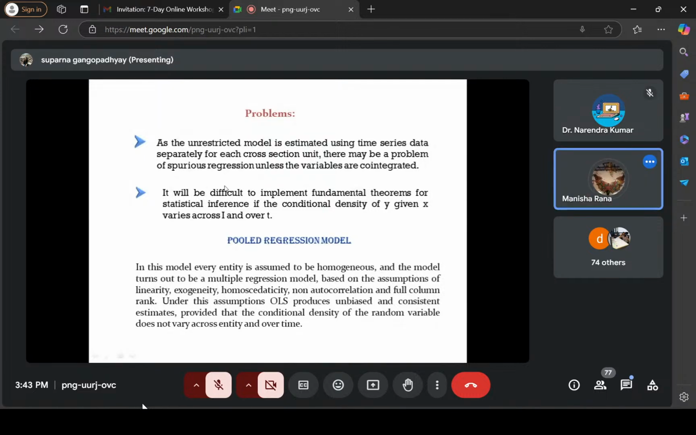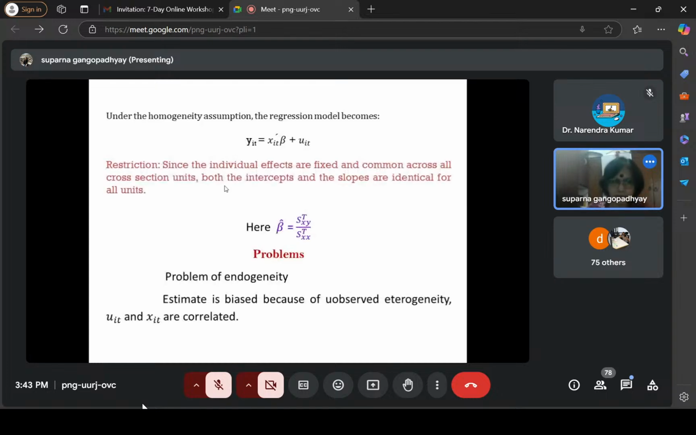Clear? So I have talked about the pooled regression model right now. Two types of model: one is unrestricted and another is restricted, and that restricted version you can call the pooled regression model. This is what I was stating. The problem of endogeneity: if you have it, then your estimate is biased. As you have bifurcated the panel data into two, unrestricted and restricted, unrestricted we have covered, and the restricted panel model is referred to as pooled. You can say it is a constant coefficient model, or a pooled regression model.